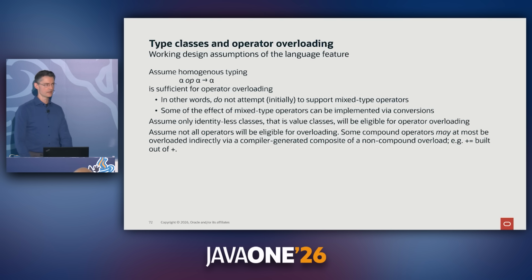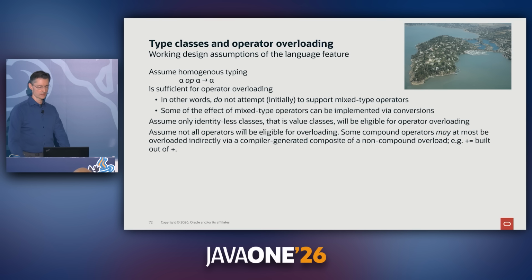So there are various design constraints we're working with for type classes, at least in this first iteration. One is that we're assuming there's a homogeneous typing, meaning you would have foo op foo yields a foo. And that this would be enough, at least enough to get started for the first few iterations. So we're not trying to support mixed type operations, where you could have different types for the two operands.